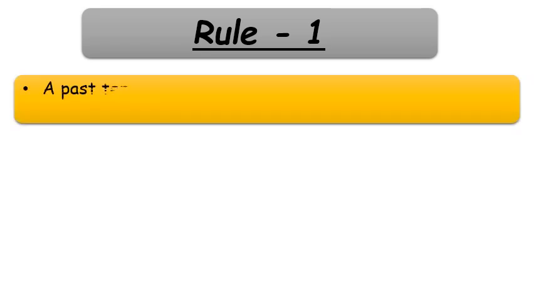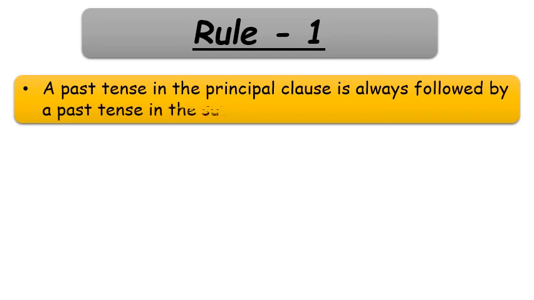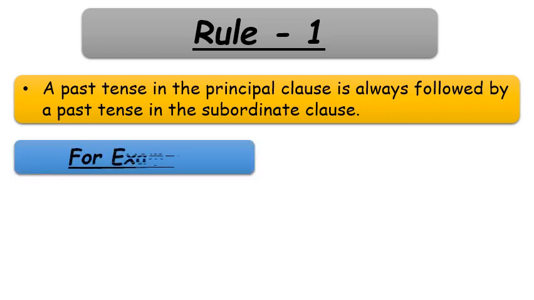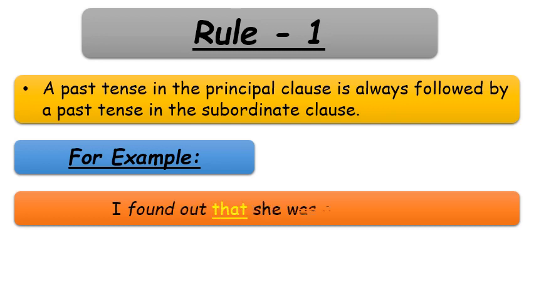Let's see how. Rule number 1. A past tense in the principal clause is always followed by a past tense in the subordinate clause. Or, in a simple way, we can say that if the tense in the principal clause is the past tense, the verb in the subordinate clause will be in the past only. To clarify it, let's see the example. I found out that she was out of town.